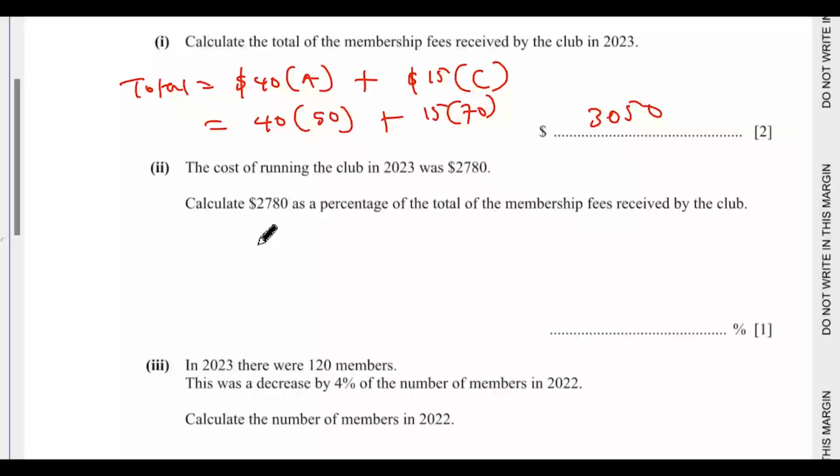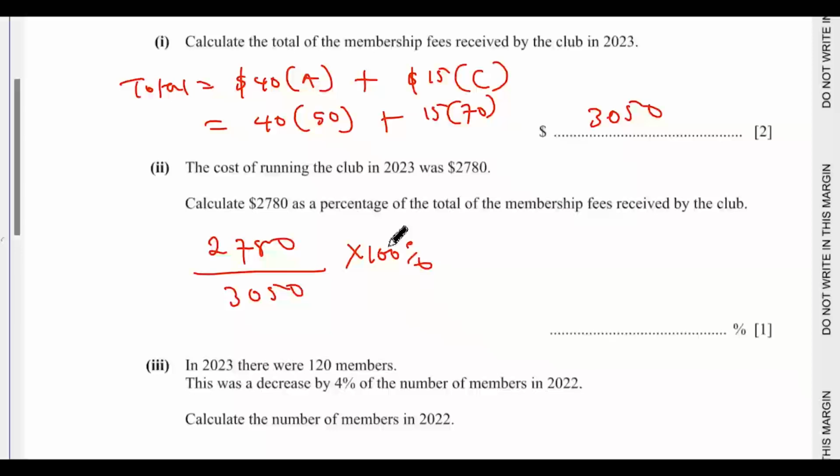Roman figure 2. The cost of running the club in 2023 was $2,780. Calculate $2,780 as a percentage of the total of the membership fees received by the club. So this will be 2,780 over the total, that is 3,050, then multiplied by 100%.